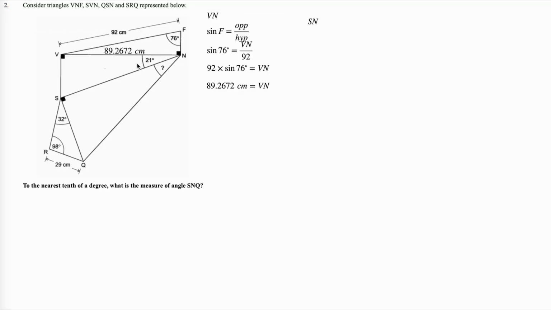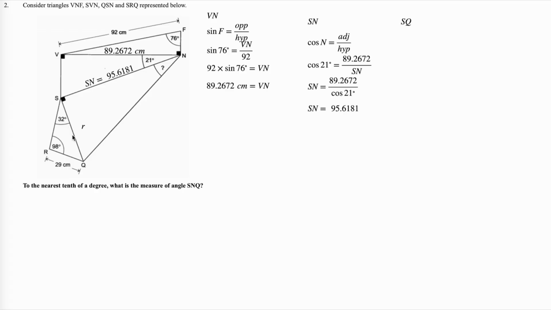Then to find S to N, this is also a right angle triangle. I can use the cosine ratio. Cosine of angle N, I'm just going to call this angle N to shorten it. The cosine of 21 degrees is the adjacent side over the hypotenuse, and we're after the hypotenuse. The cosine of 21 degrees is 89.2672 over SN, which is what we're after. I'm going to cross multiply. I'm going to switch the SN and the cos of 21. That's going to give me SN is equal to 89.2672 over the cosine of 21. Divide that, and we get 95.6181.